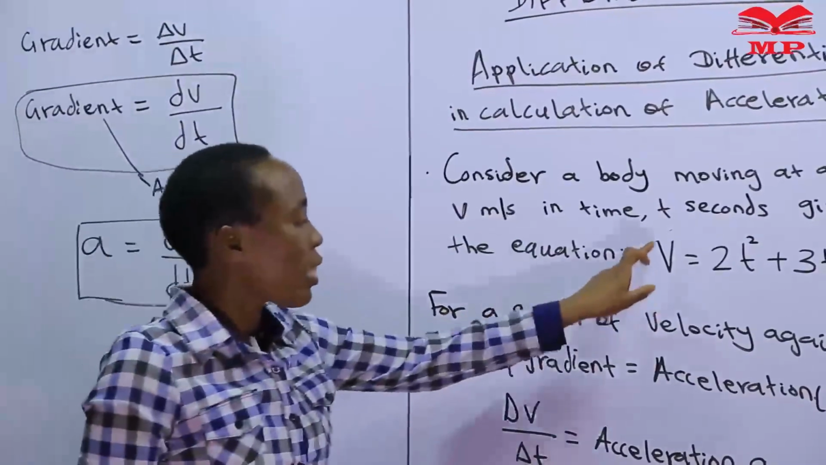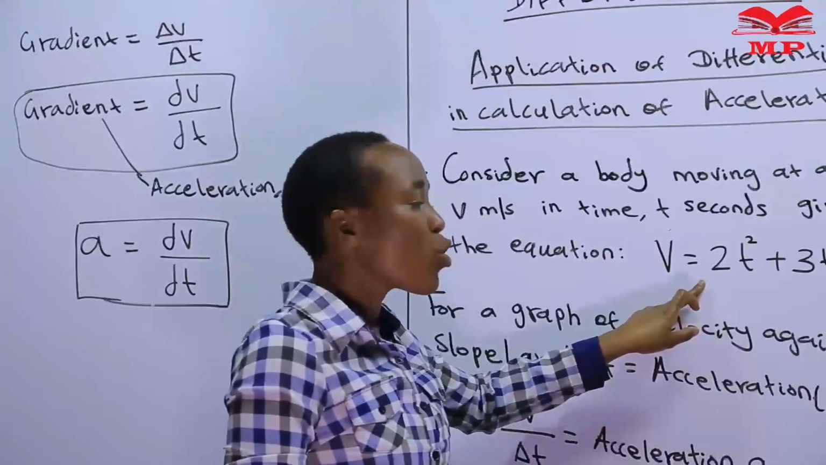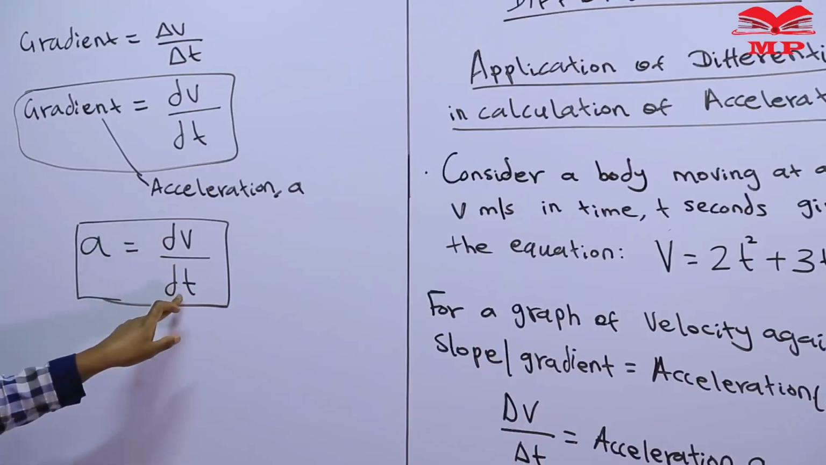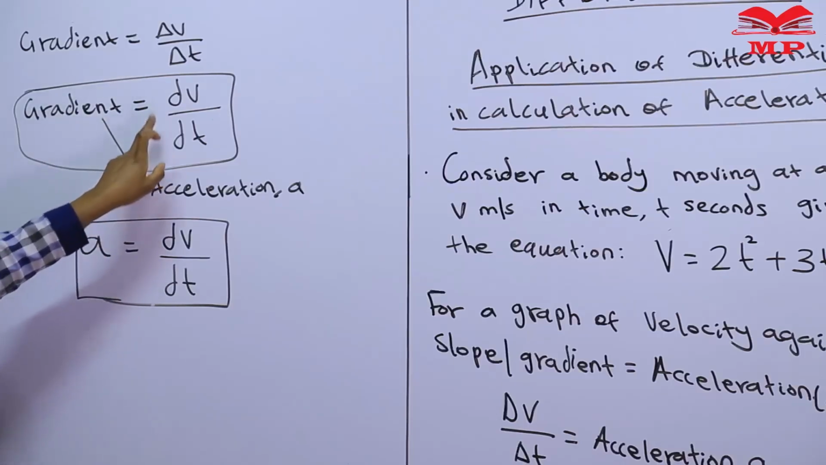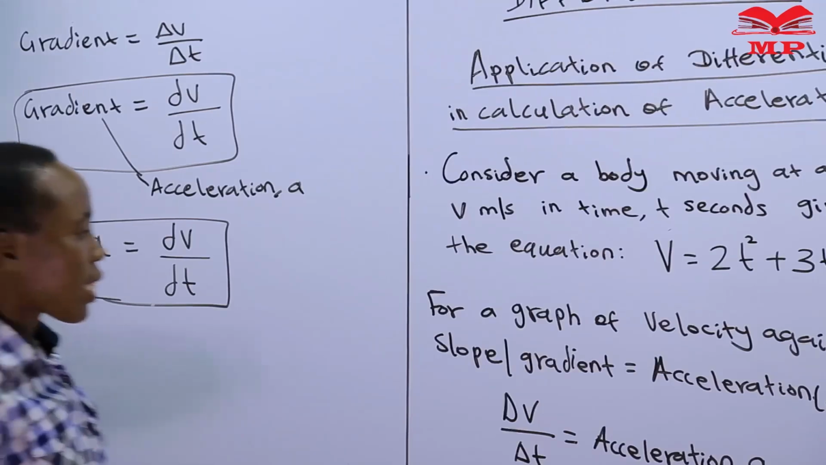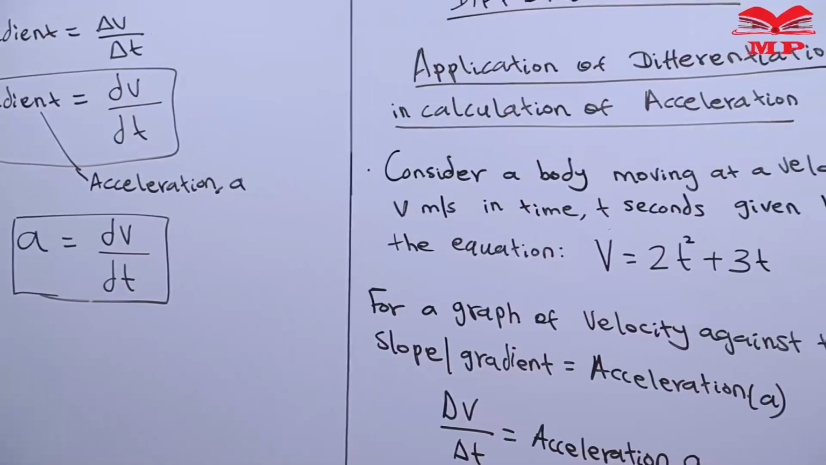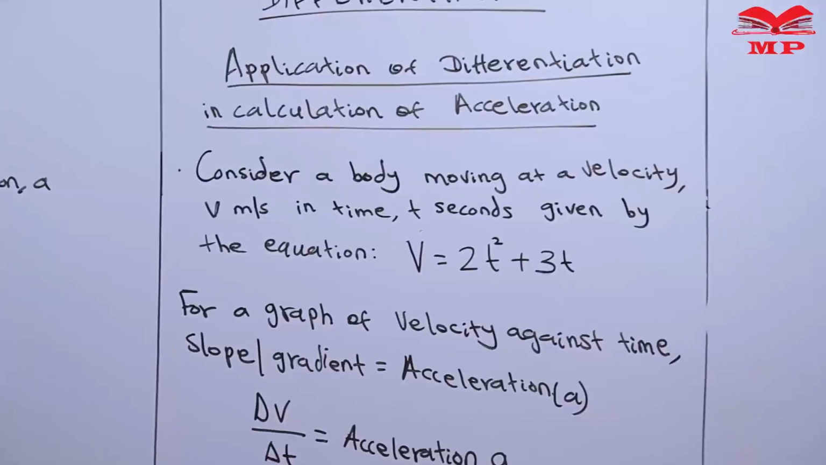So when we want to get the acceleration here, we simply differentiate this equation with respect to t, because our acceleration is dv all over dt. Since the gradient of a velocity time graph is equal to the acceleration, and the gradient function will be given by dv all over dt. We can do some examples for calculation of acceleration when we have been given the equation. So we can do a few questions on that.